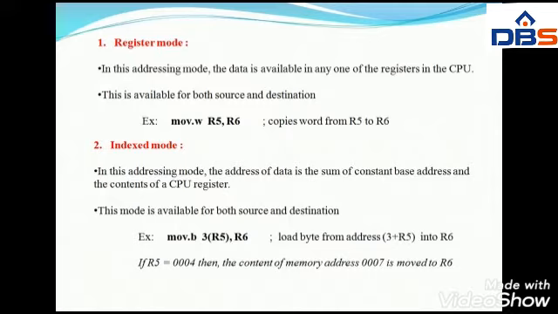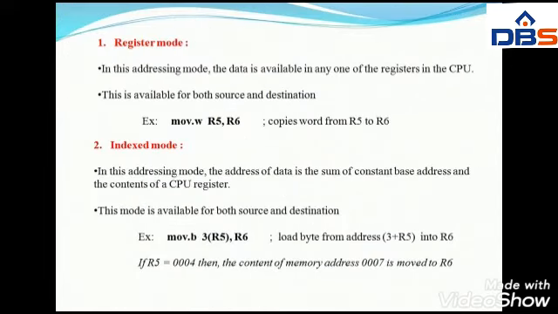Coming to the example here, MOV word R5, R6. That means here the word from R5 is moved or copied into the R6 register. That means the data which is present in the R5 register will be copied into the R6 register.